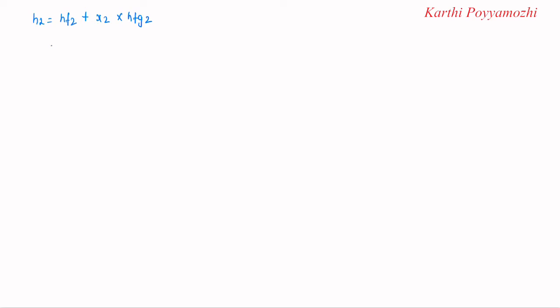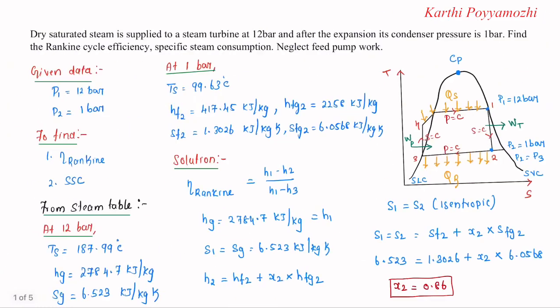Okay, by substituting this value, we have HF2 as 417.4 and X2 as 0.86 into HFG of 2 is 2258. And from this, the value of H2 is being calculated as 2359.28 kilojoule per kg. Okay. Now we have found out the value of H1 and H2.